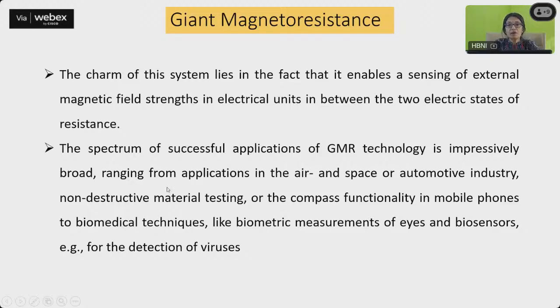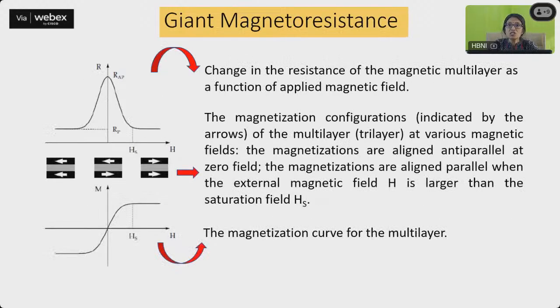It ranges from application in the air and space or automotive industry. It is used in non-destructive material testing or the compass functionality in mobile phones, and also it is used in biomedical techniques like biometric measurements of the eyes, and biosensors, for example, in the detection of viruses. So there are a lot of applications of the giant magnetoresistance effect.